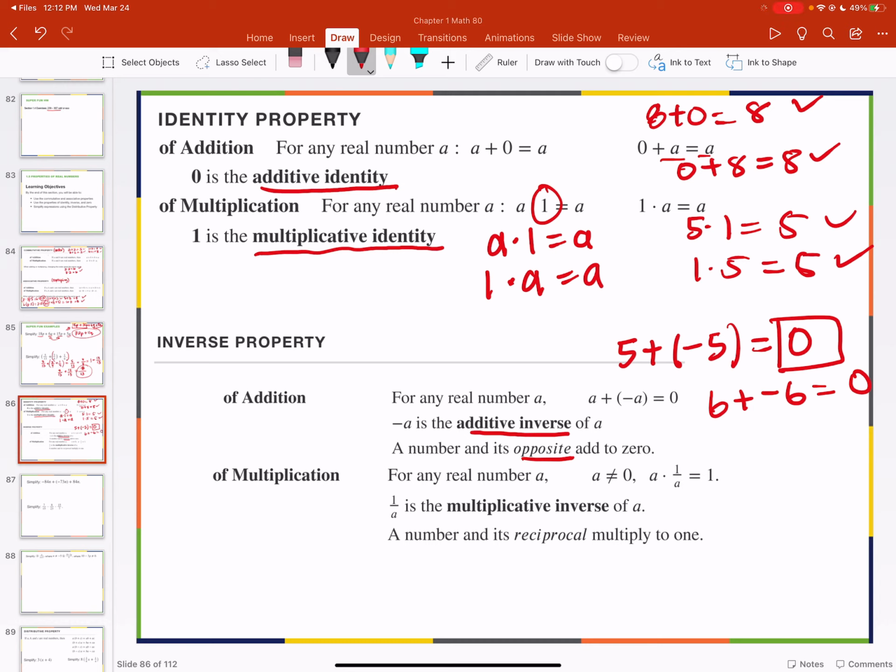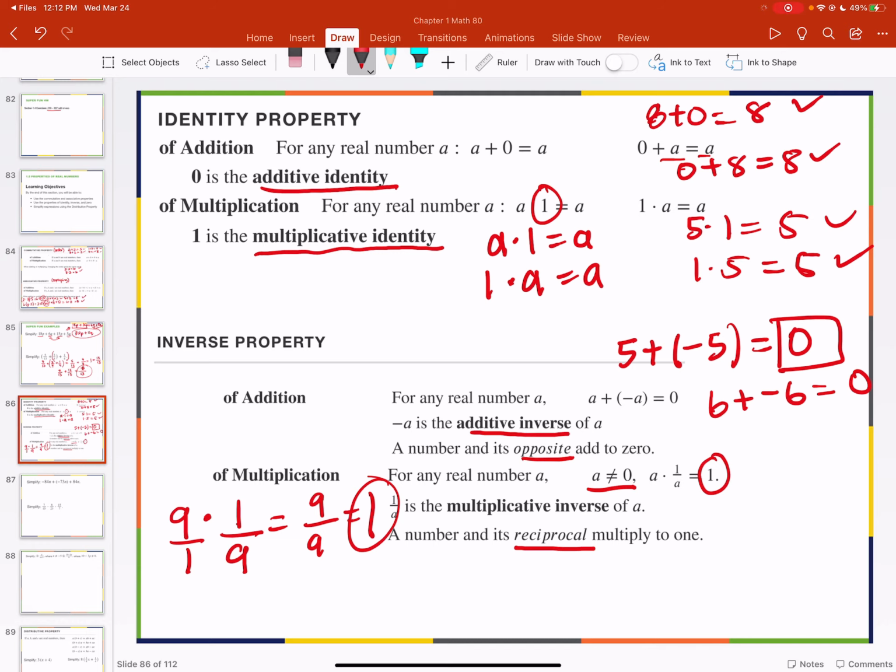Now the multiplicative inverse. Remember that under multiplication, the identity element is 1. The multiplicative inverse is the reciprocal. If you have 9, the reciprocal of 9 is 1 over 9. When you multiply them, you get 9 over 9, which is 1. So for any number a, with the exception of 0, we can find a multiplicative inverse. We can't divide by 0, so 0 does not have a multiplicative inverse.